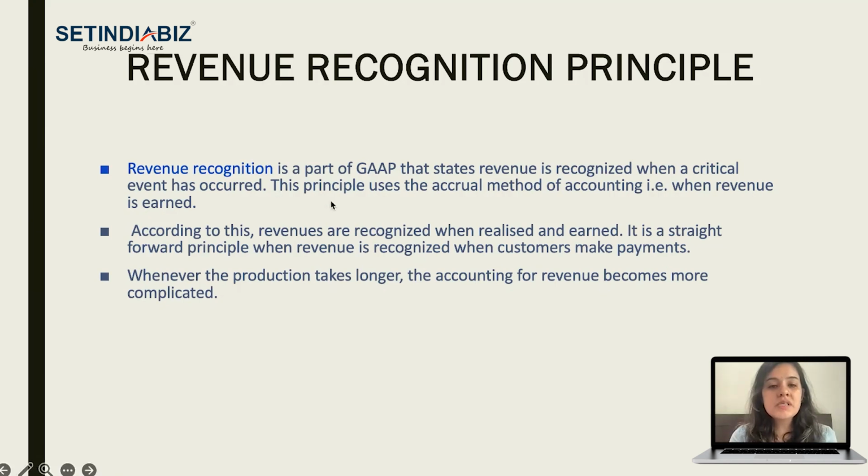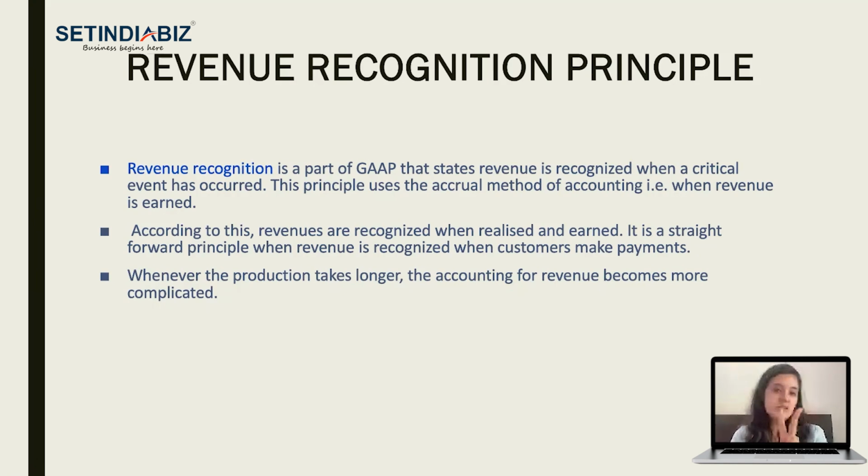So this principle uses the accrual method of accounting, that is, when revenue is earned. According to this, revenues are recognized when realized and earned. It is a straightforward principle. Revenue is recognized whenever customers make payments. So I can just brief it out again.